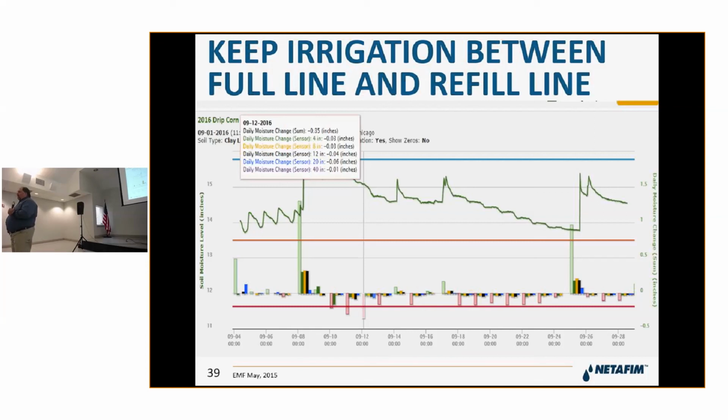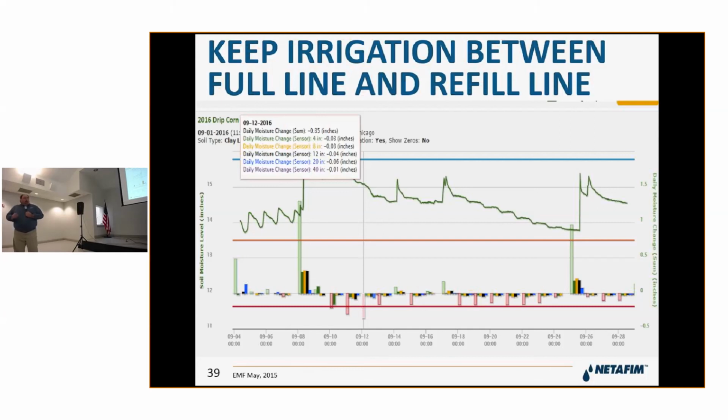So I want to operate my irrigation system, whether it's a pivot or drip, between the full line and the refill line. This is like a road, and this is the shoulder of the road, and this is the middle of the road. I want to drive right in this lane right here. If I over irrigate, I'm going to run in the ditch and I'm going to have a wreck. Too much water is not good. If I cross the medium line, I'm still alive, but I'm in the danger zone.